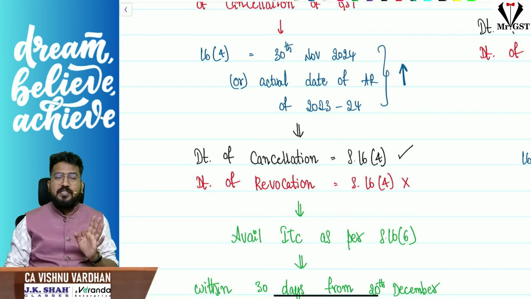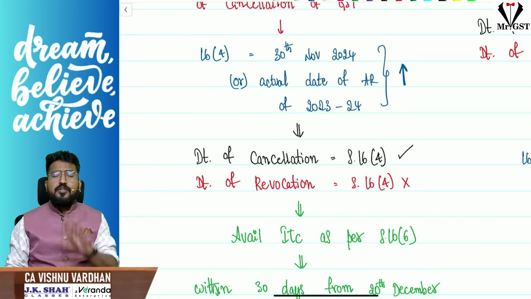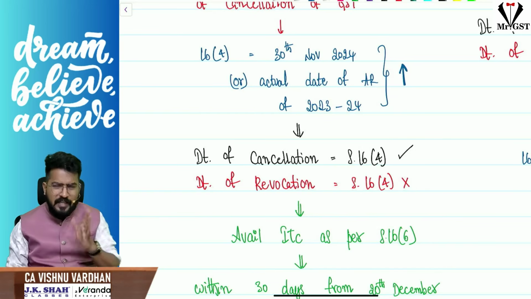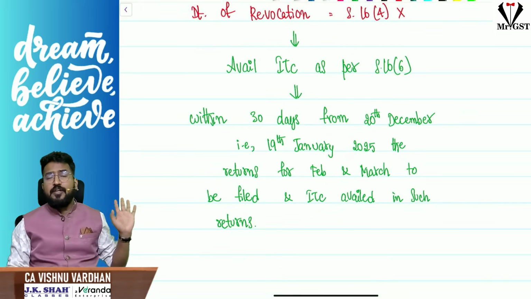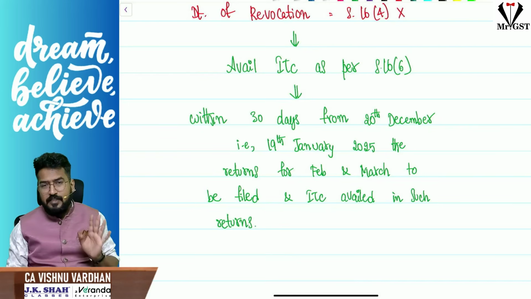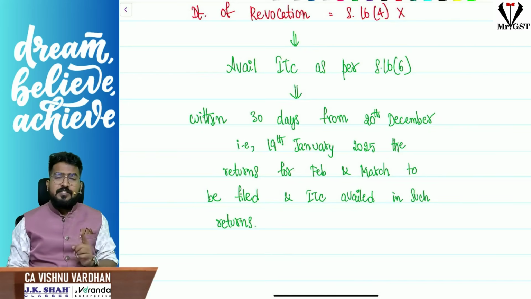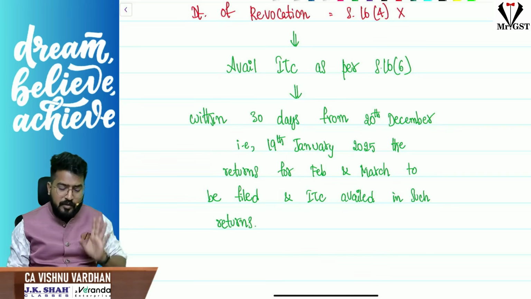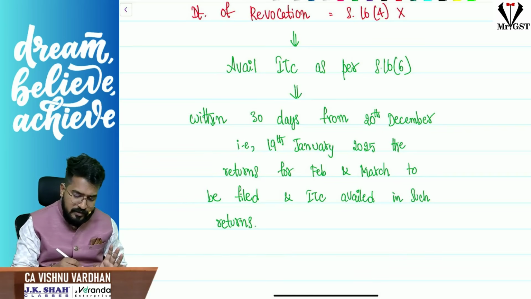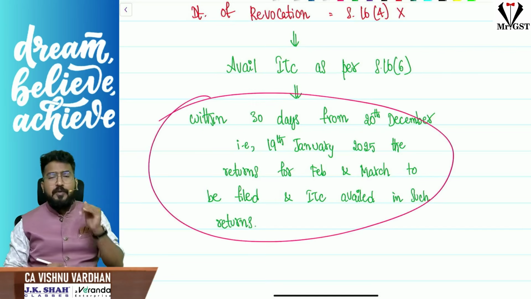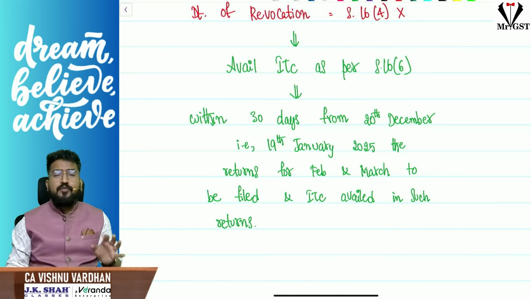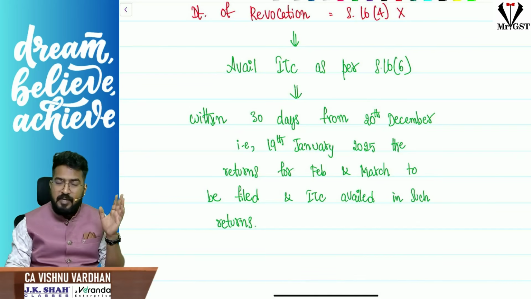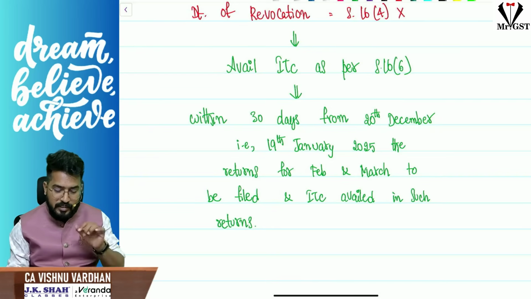But now you cancelled my registration, and at the time of revocation, the time limit is over under 16 subsection 4. So for Feb and March months, what should I do? You can take ITC by filing Feb and March month returns within 30 days from the date of revocation. The revocation is granted on 20th December, so from that, 30 days is 19th January 2025. So before that, by filing the returns of Feb and March, I can take ITC of Feb and March 2024. Even though the 16 subsection 4 time limit is expired, I can go with 16 subsection 6. Okay, that is the point.